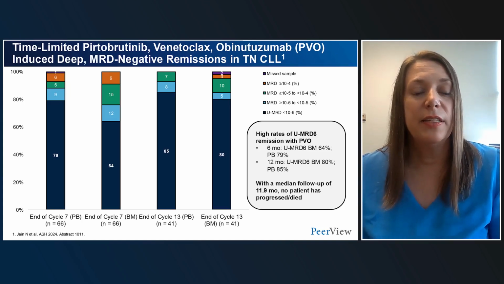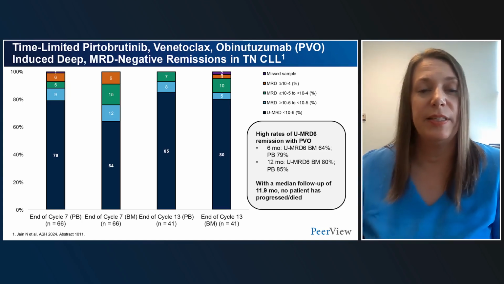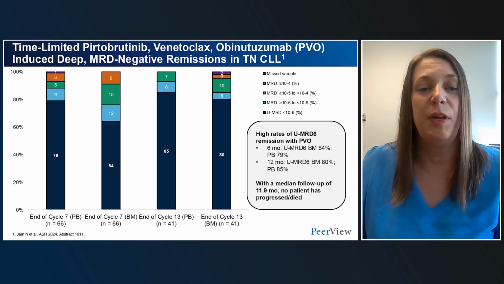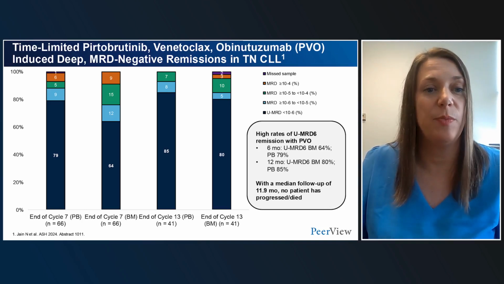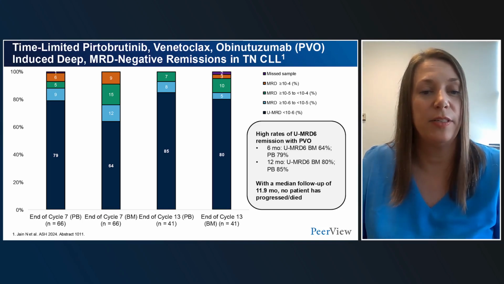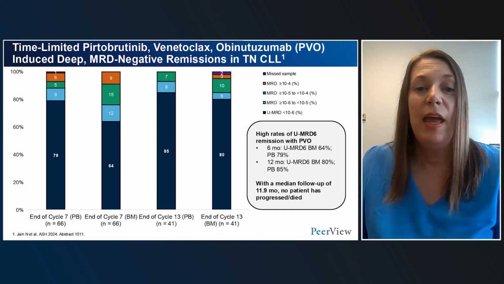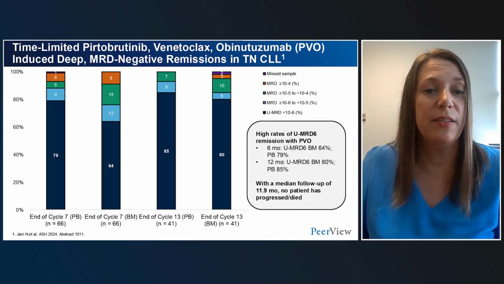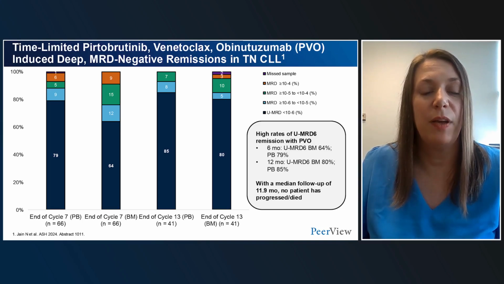And then another exciting new combination that has been studied in a single center trial is pirtobrutinib, venetoclax, obinutuzumab in frontline CLL. Here you can see data looking at the minimal residual disease status at cycle 7 and cycle 13 in both the blood and the bone marrow. And you can see extremely high rates of undetectable MRD in patients treated with PBO at these time periods.